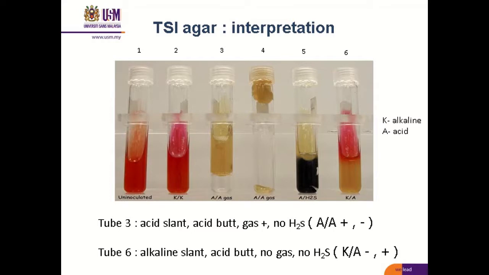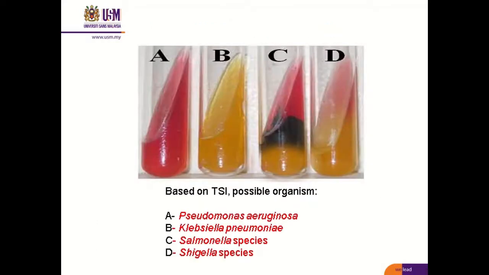So in tube A we can see that there is acid slant, acid butt, gas formation, and no H2S. And in tube C there is alkaline slant, acid butt, no gas, and no H2S. So based on this finding, we can say that the organism is, for A, Pseudomonas aeruginosa, B is Klebsiella pneumoniae, C is Salmonella species, and D is Shigella species. But we need to further confirm with other tests.